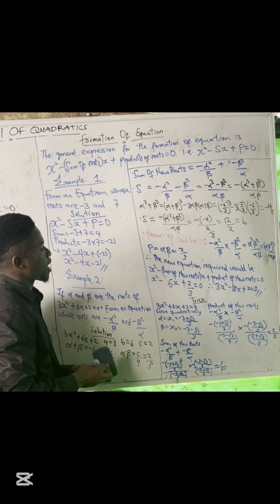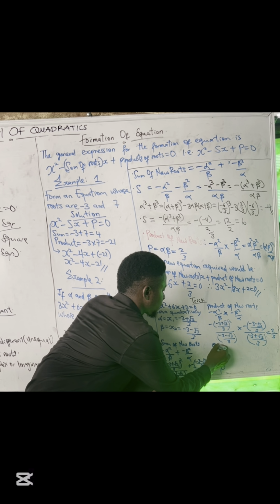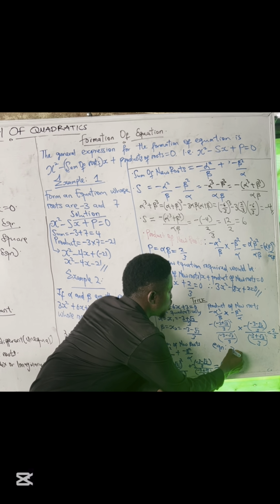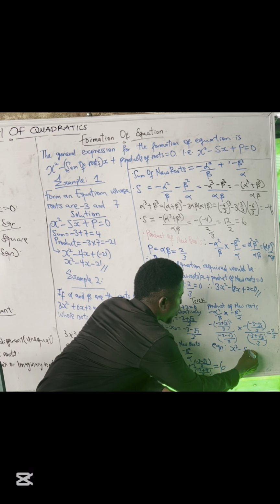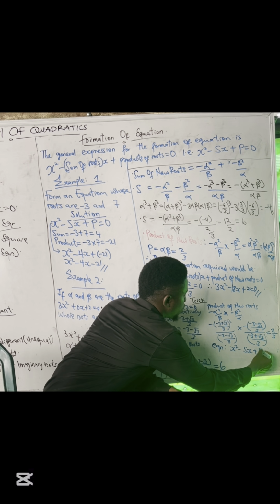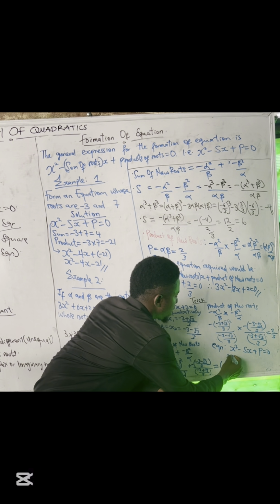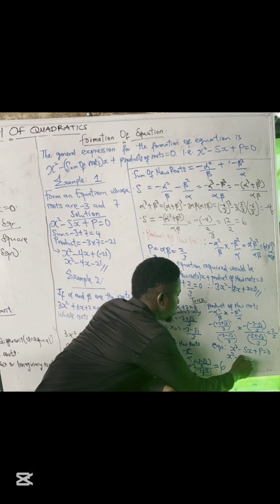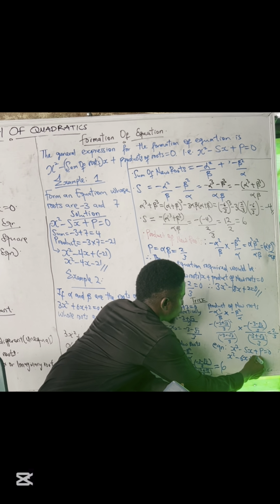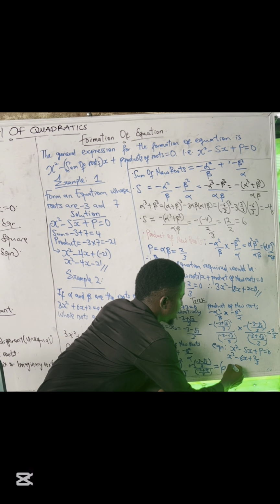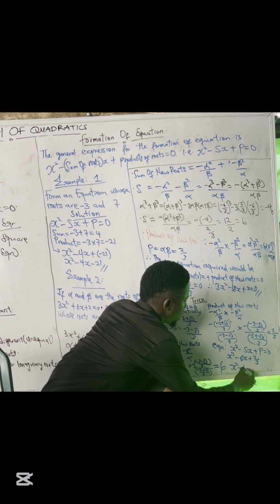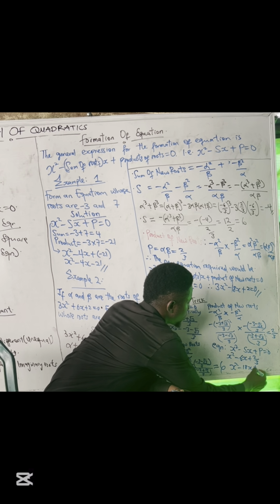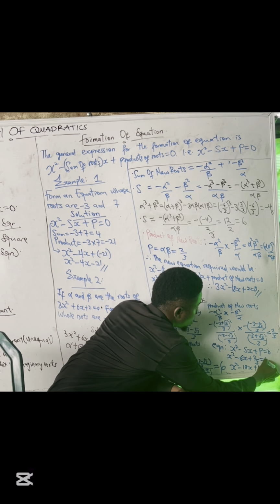So this simply means this is the sum of the new roots, this is the product of the new roots. So therefore, the equation is going to be, you are going to be using x squared minus sum of roots x plus product of roots equals 0. That will then be x squared minus the sum of roots, that is 6, that is minus 6x, while the product of roots is what? 2 over 3. And finally, the answer will be what? x squared minus 18x plus 6 equals 0.